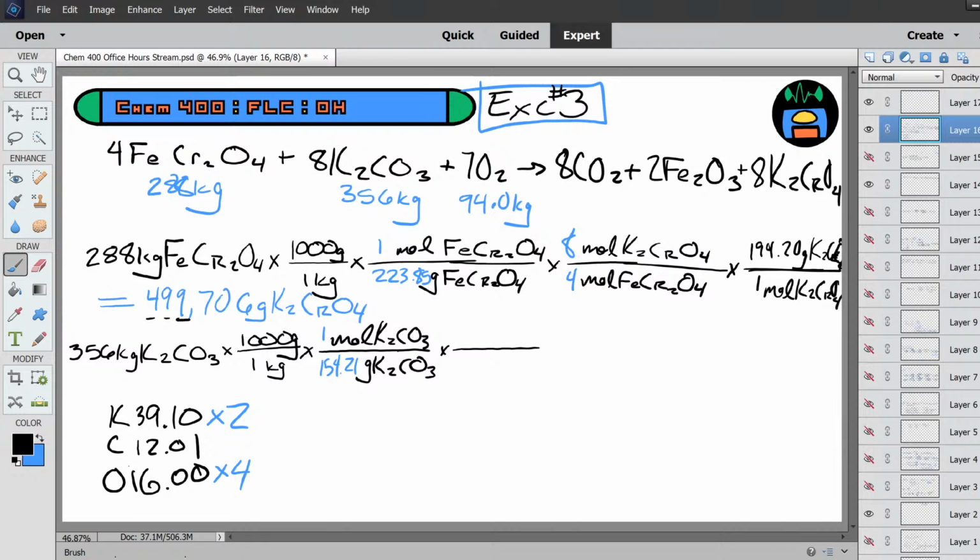Next, we got to convert from moles of potassium carbonate to moles of potassium chromate. And the unit conversion here comes out of our balanced chemical equation. It's a 1-to-1, right? 8 moles of potassium carbonate produce 8 moles of potassium chromate.